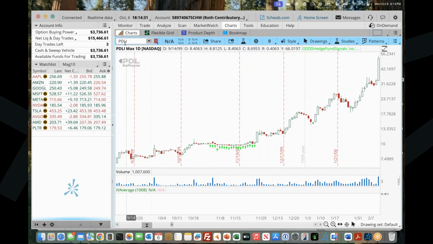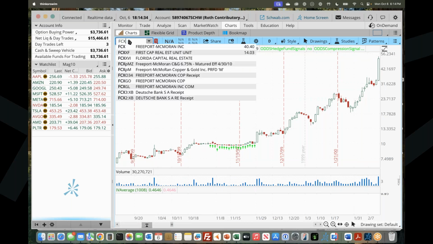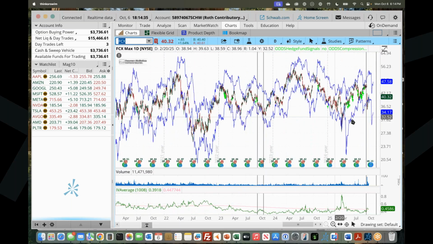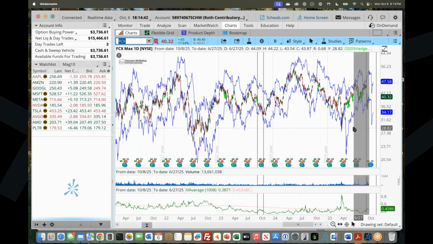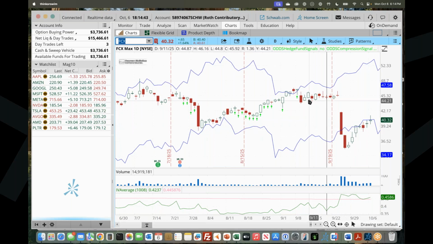And so that's what I've done with FCX. For those of you that are in this trade, I'm going to show you this trade. I'm going to show you some past FCX trades and why I really like this stock. So here's where we got in right here on this line. Stock's trading kind of flat.